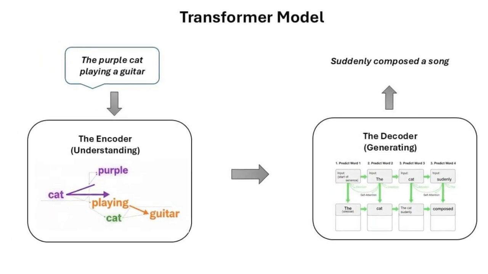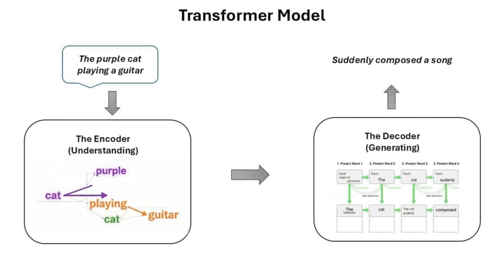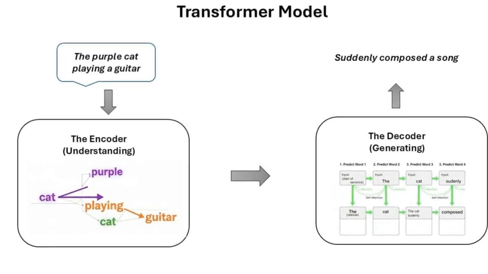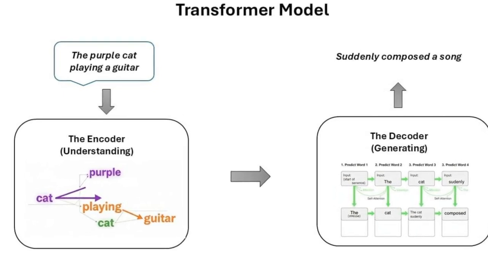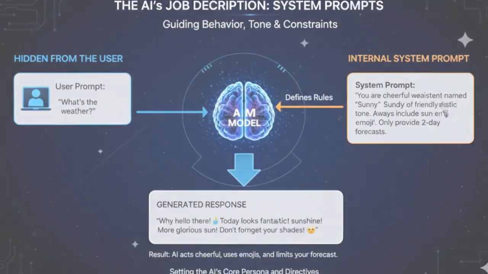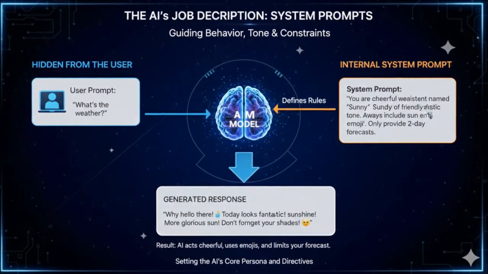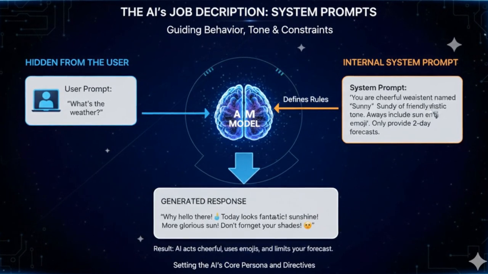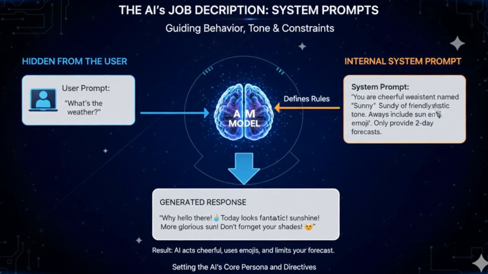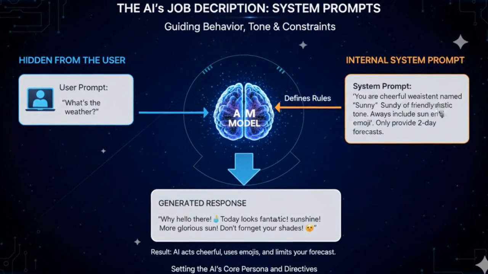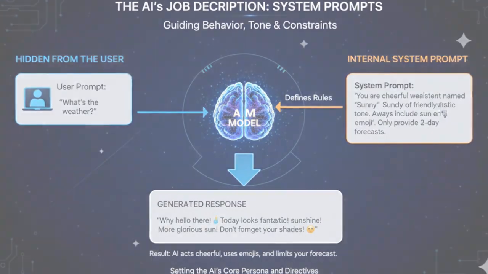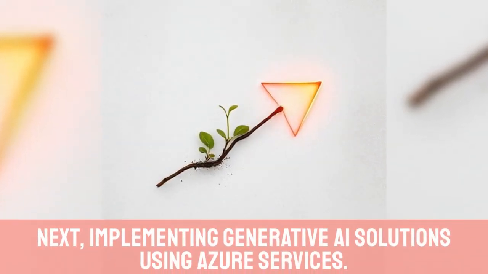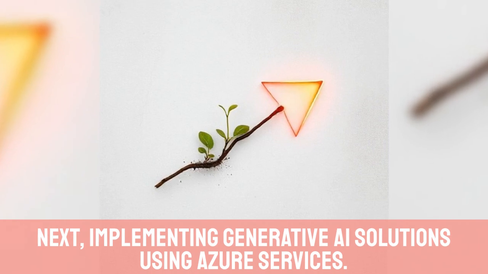Interactions rely on prompts, distinguishing between the system's behavioral instructions and the user's specific query. The module then covered advanced techniques, Retrieval Augmented Generation, RAG, which makes responses more factual by augmenting the prompt with retrieved data, and AI agents, which use an LLM and tools to automate complex tasks, often collaborating in multi-agent systems to handle end-to-end workflows. Our next topic focuses on implementing generative AI solutions using Azure services.